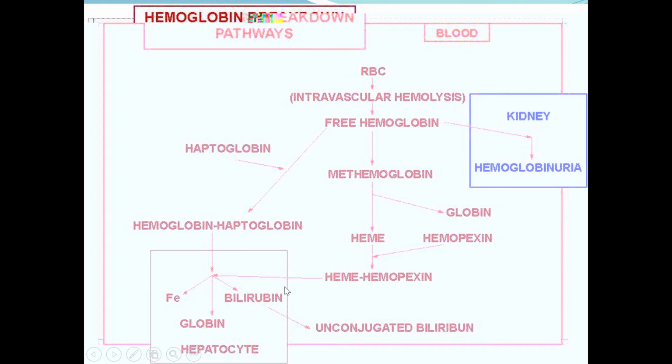And in the liver, the metabolism takes place, converting it into bilirubin, and it is then circulated as unconjugated bilirubin, or it can be used for further RBC metabolism. Free hemoglobin can go to the kidney and cause hemoglobinuria when it is in excess.